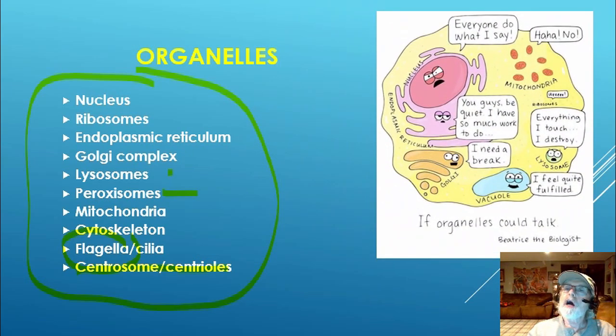Okay, let's see. Everyone do what I say. Haha, no. You guys be quiet. I have so much work to do at the nucleus, okay? Everything I touch, I destroy. Oh, that's a lysosome. I feel quite fulfilled, which is basically a vacuole. Vacuoles are basically vats that store a lot of garbage that they want to get rid of, okay? I need a break, okay? It looks like a Golgi, stuff like that. Mitochondria, you know, they're basically going to be making a lot of energy up in there. Okay, stuff. There we go.